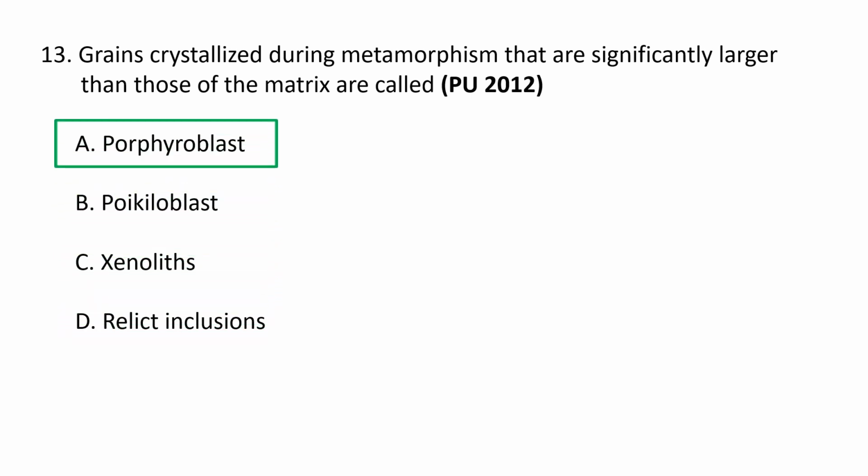Porphyroblast. Grains crystallized during metamorphism that are significantly larger than the surrounding matrix are called porphyroblasts, and these large crystals are formed within a finer grain matrix. The term porphyroblast comes from the Greek word blastos, meaning growth.